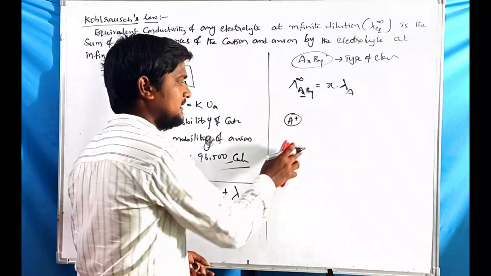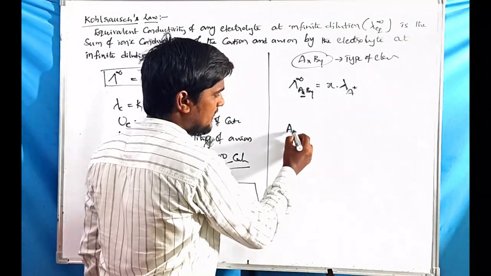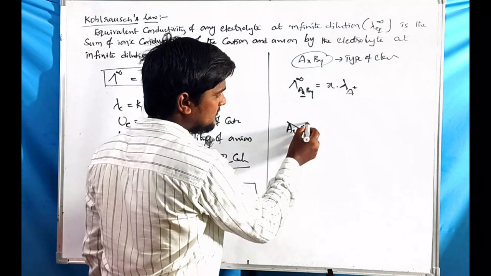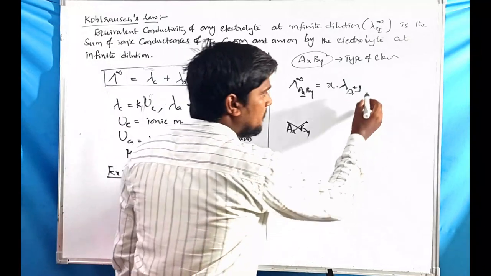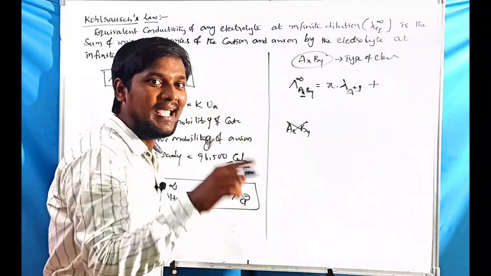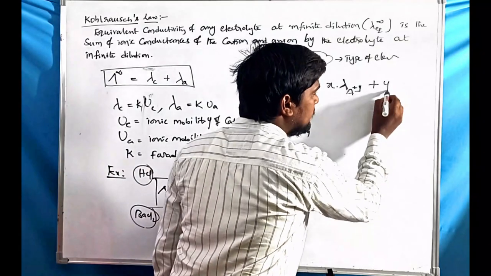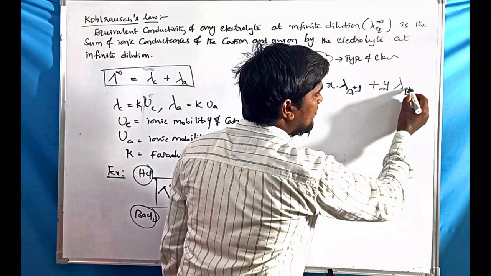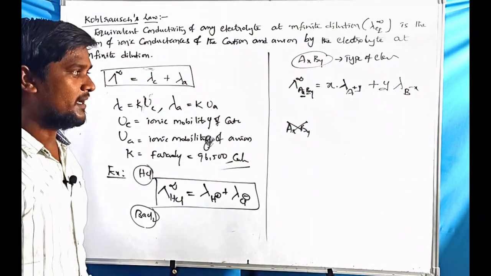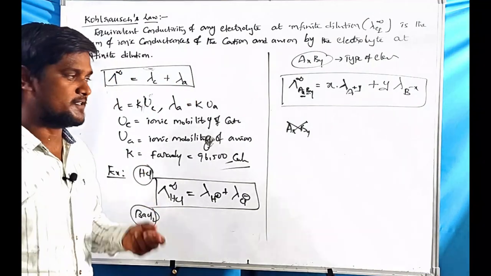First of all A followed by B, that is, first of all the cation. That cation has the charge of the opposite side. That means A_X B_Y, this is the crisscross method of the oxidation state, A plus Y. Plus the sum of the ionic conductances. Now here the number of times B is present is Y times, Y into the equivalent conductance of B, so here it is minus X. This is the simplest representation of Kohlrausch law.